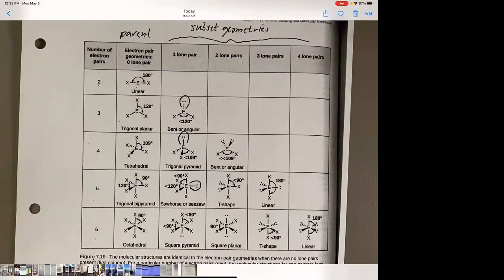It looks like we got, what, 4 problems here to work on. And by the way, they use some funky terminology here. They ask for electron domains sometimes. Electron domain just means parent geometry. What's the parent geometry?